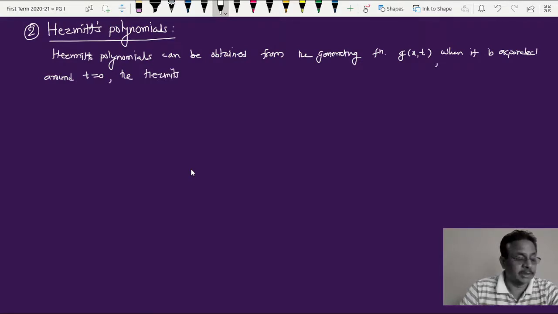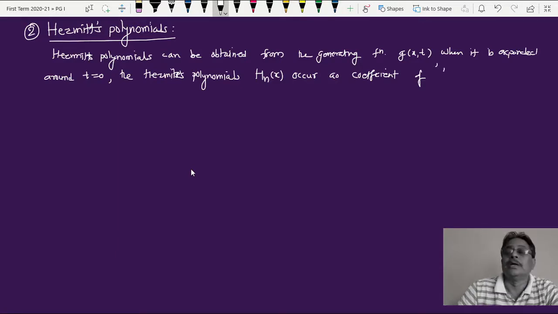actually it is Hermite's polynomial. Okay, now the symbol used here is Hn of x. Okay, n is the order, x is the variable, H is the symbol for Hermite polynomial or Hermite function, occur as coefficients of t raised to n upon n factorial. This is the additional part here, t raised to n upon n factorial in the power series.